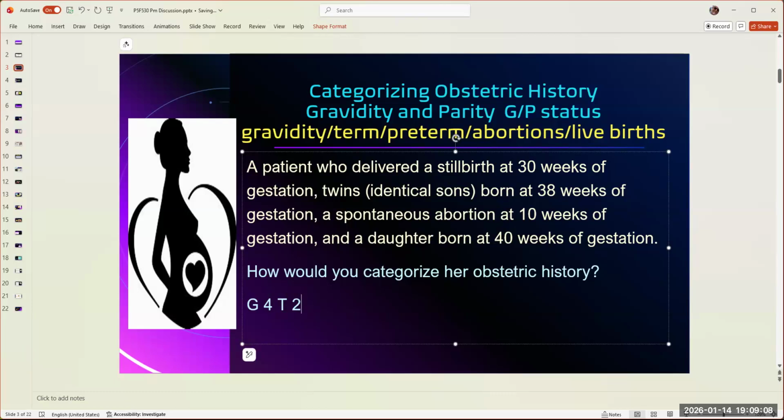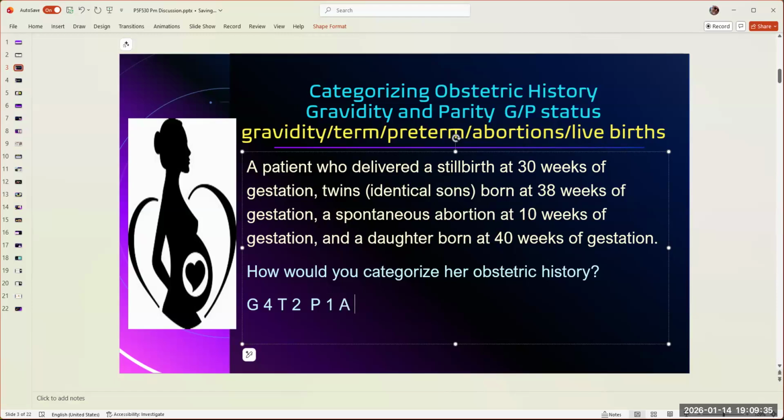Okay. All right. What about preterm babies? 1. So which one? The 30-week one. Remember, abortions are before 20 weeks. Okay. And then how many abortions does she have? 1, at 10 weeks.